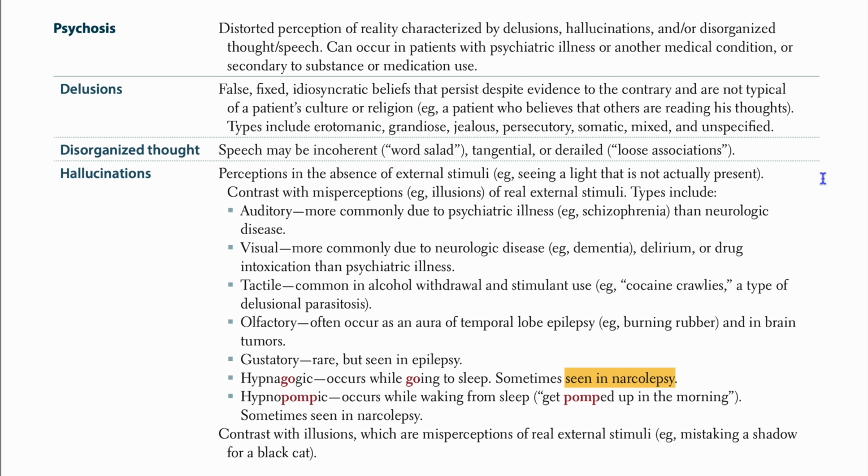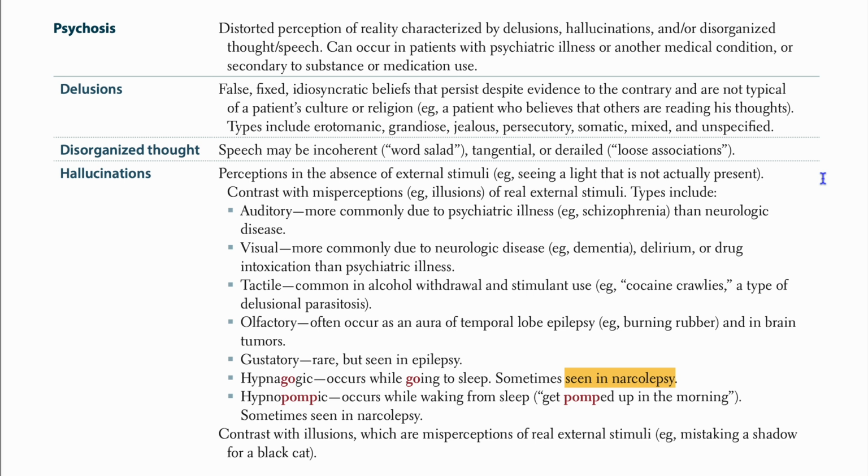Disorganized thought. Speech may be incoherent, so word salad, or tangential or derailed, loose associations. Okay, so hallucinations. They are perceptions in the absence of external stimuli, for example seeing a light that is not actually present. Contrast with misperceptions, for example illusions, of real external stimuli. Types include auditory, more commonly due to psychiatric illnesses, for example schizophrenia, than neurologic disease.